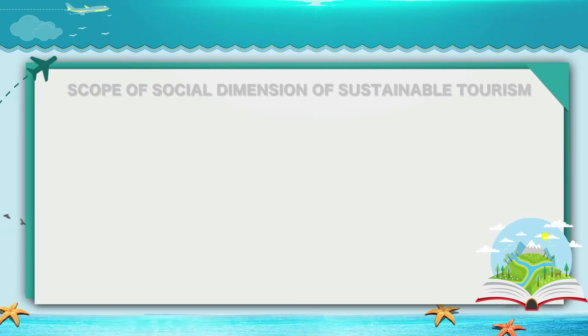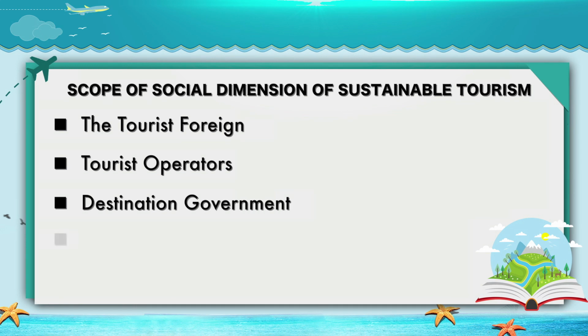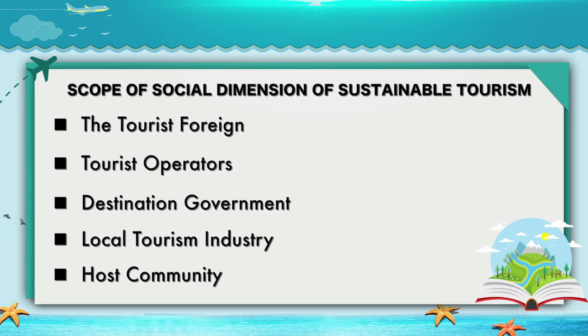Dear learners, let's examine the scope of the social dimension of sustainable tourism. It consists of the foreign tour operators, destination government, local tourism industry, host community.